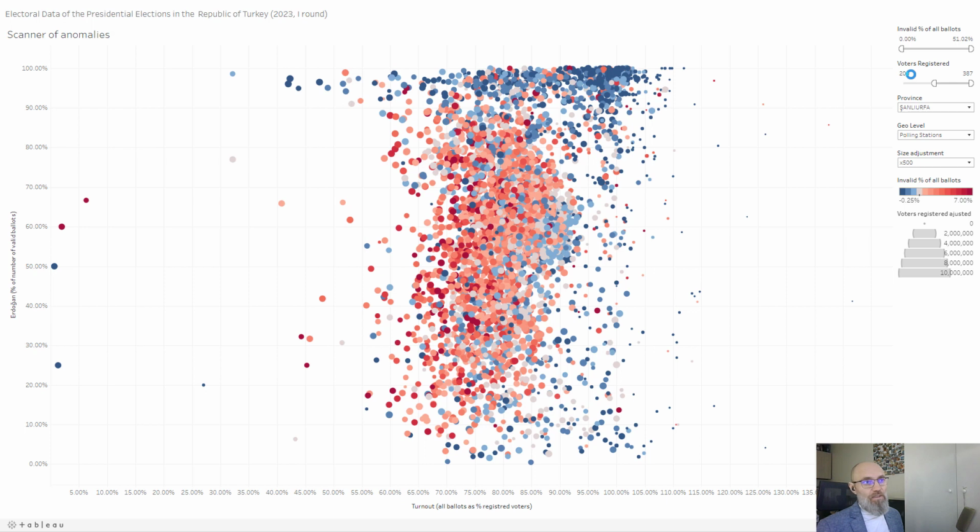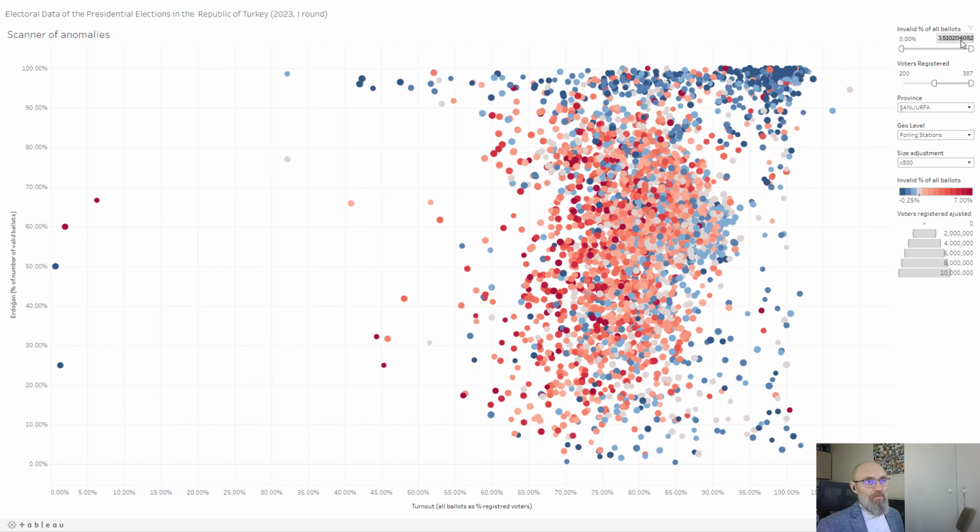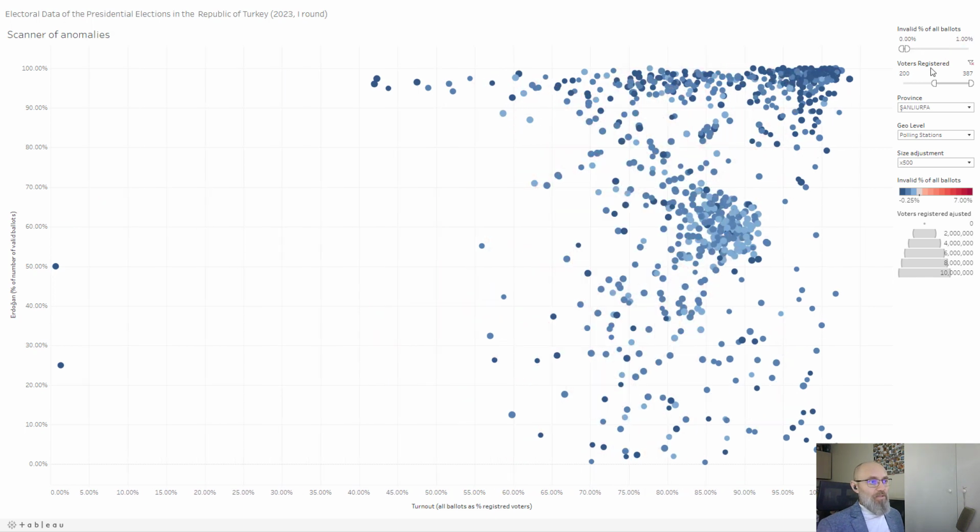Let's remove small polling stations. Let's remove humans who make mistakes. Less than 1%. Okay, you see one cluster. I mentioned it's probable, but the results and turnout are quite normal. 60%, 90%. It's good for Turkey. And this cluster of people who voted like crazy.